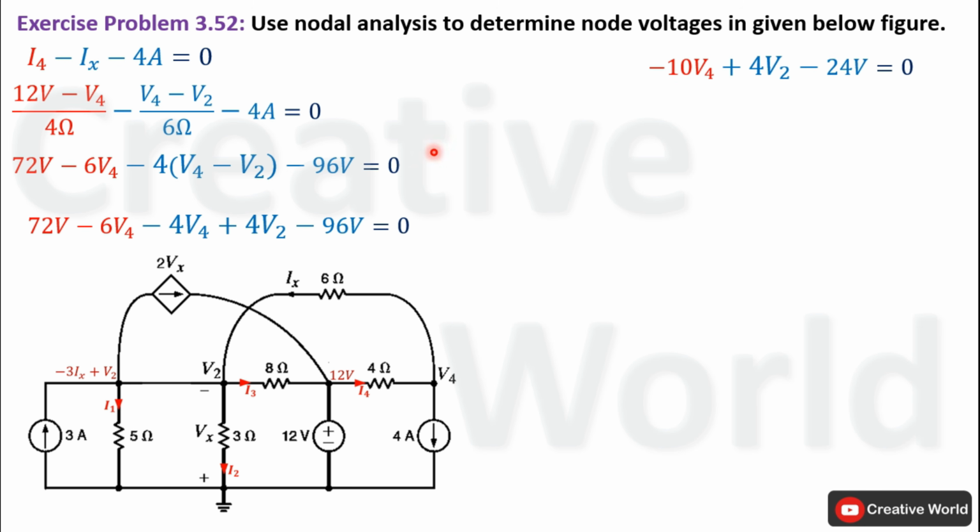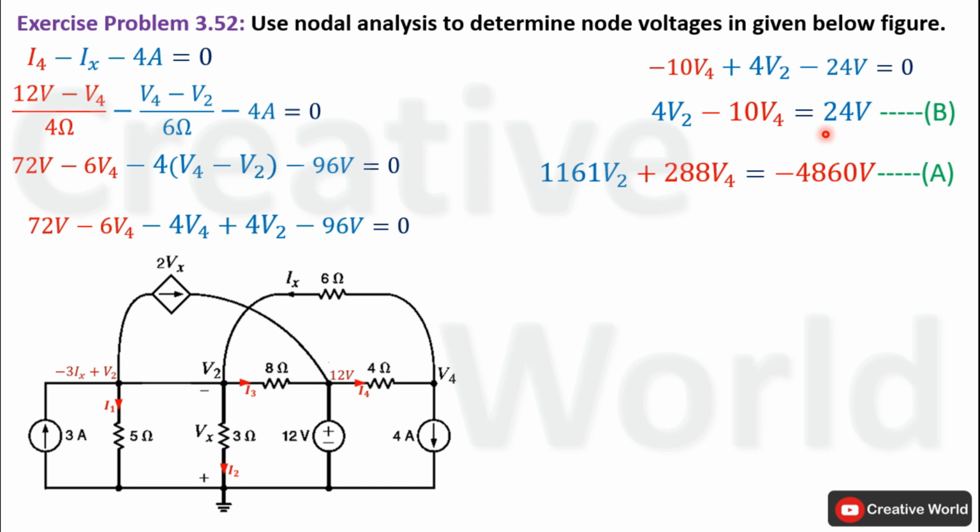Add values having the same variables together and place this constant value on the other hand side of equal. We will get the second node voltage equation, that is equal to 4 times V2 minus 10 times V4 equal to 24 volt. So up to this point we have retrieved two node voltage equations. There is no need to apply Kirchhoff's current law on this node because this node voltage is already given in the form of a voltage source. Now we will try to solve these two equations in order to find out all node voltages.